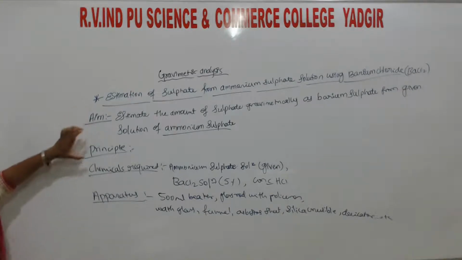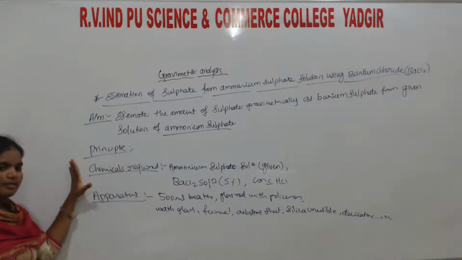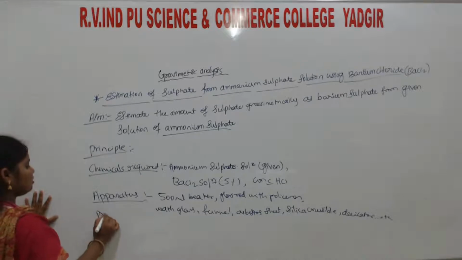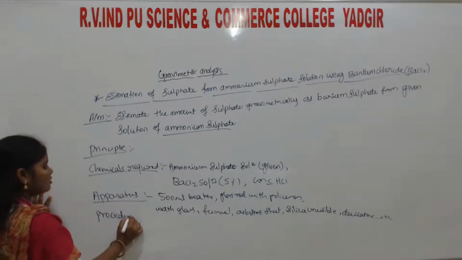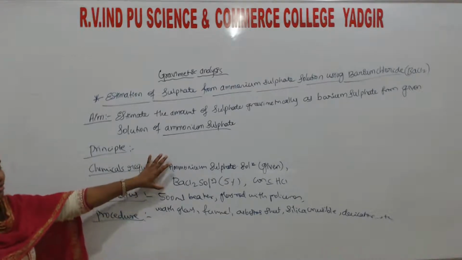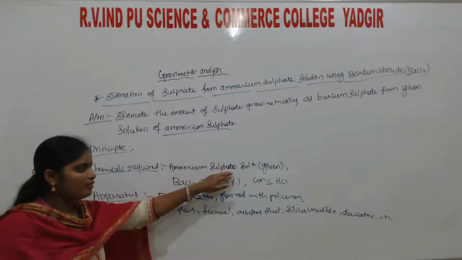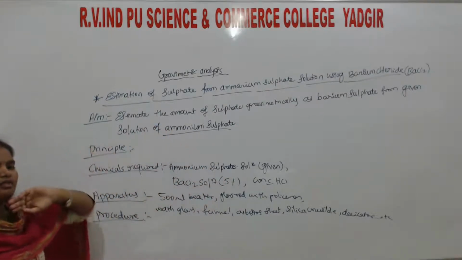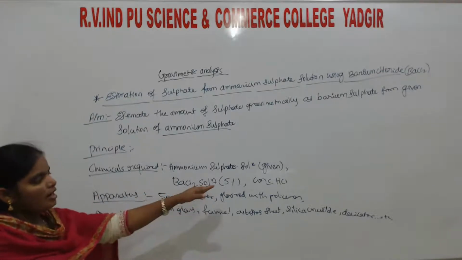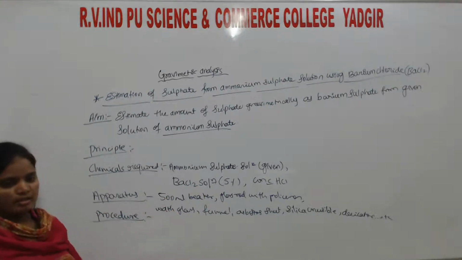The principle is completed, the chemicals required are completed, and the apparatus is completed. Finally, the procedure. You know the gravimetric procedure; only the chemicals change, the method is the same. Here it is ammonium sulfate solution, whereas in that case it was ferrous ammonium sulfate solution. Here, barium chloride solution and concentrated HCl. The apparatus is also the same.